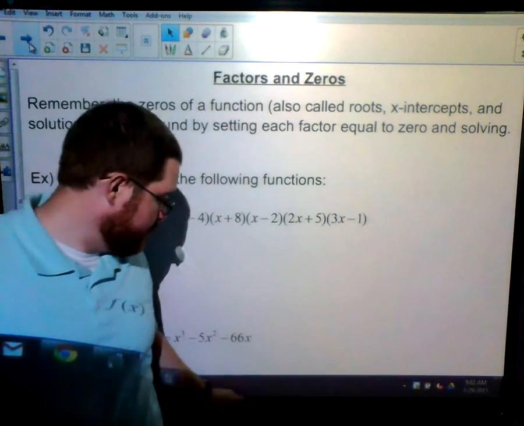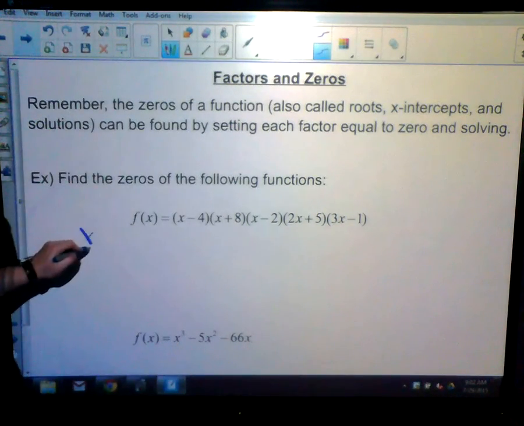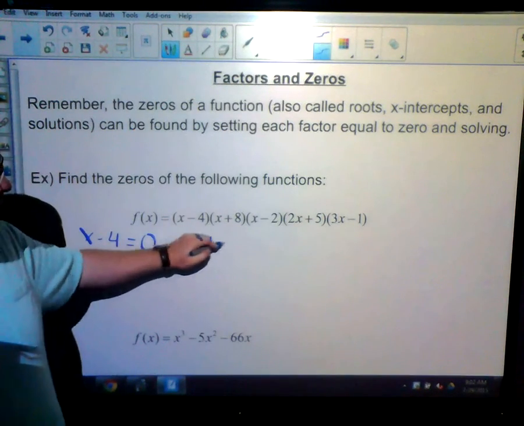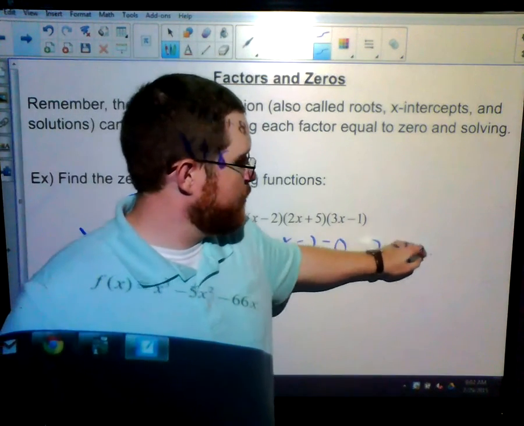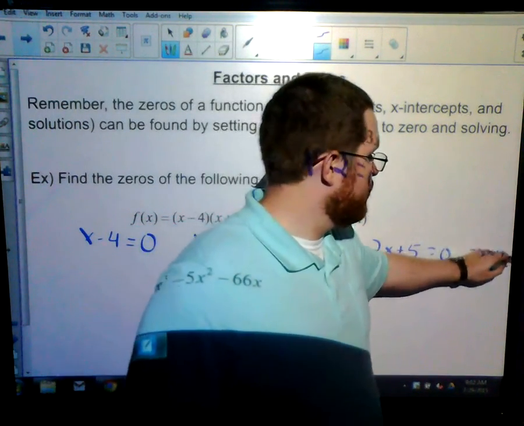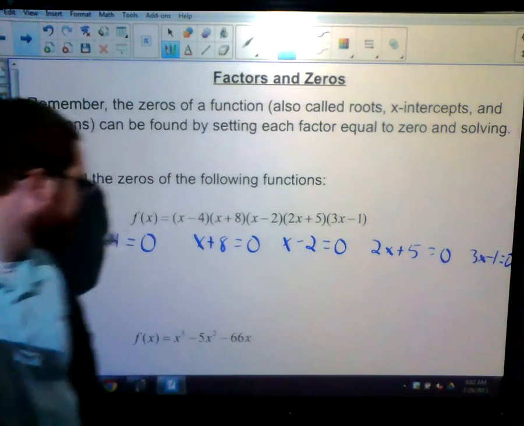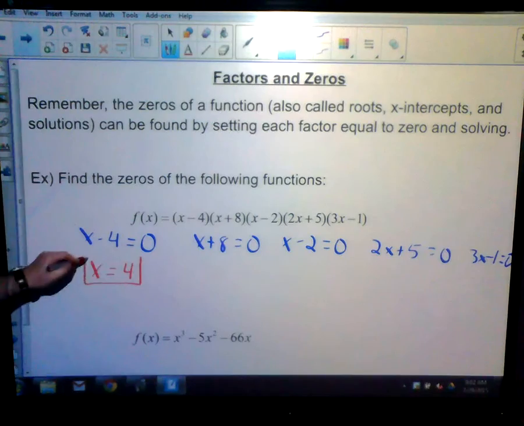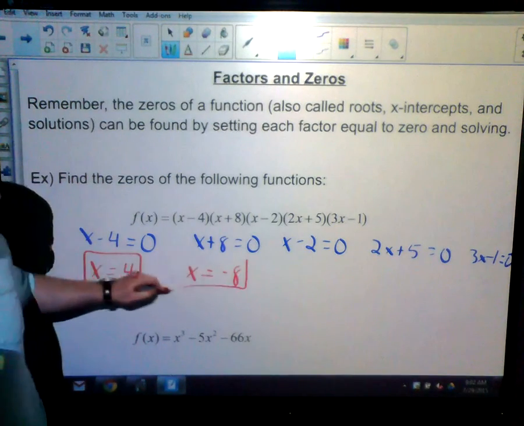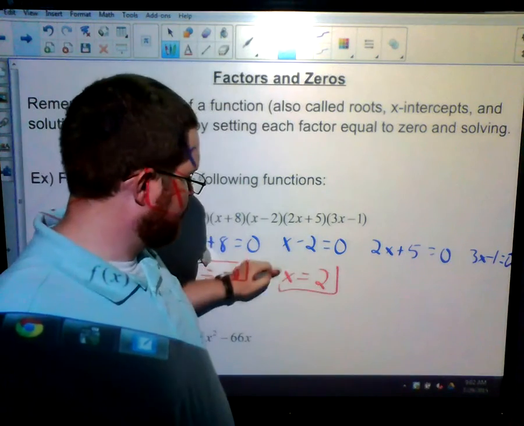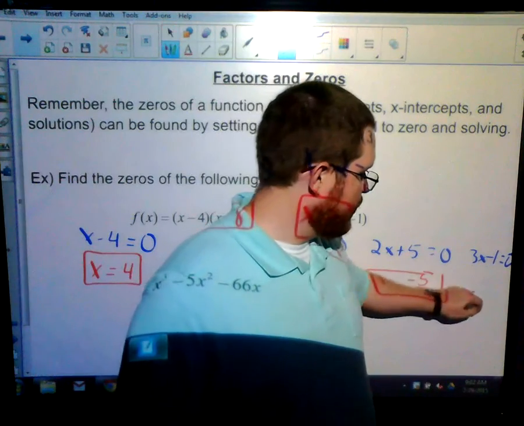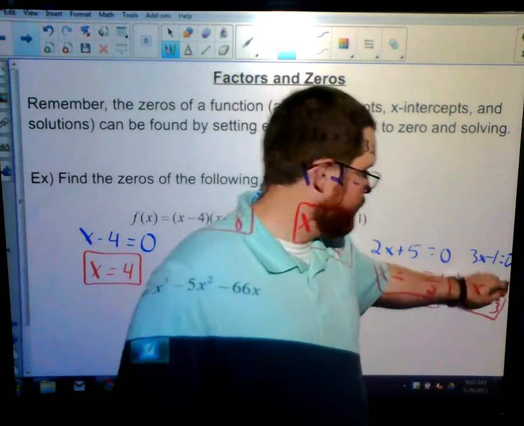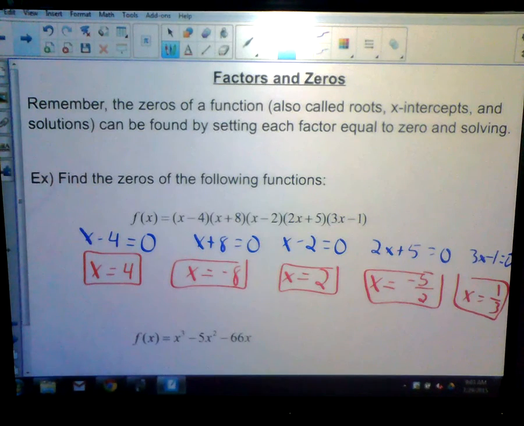Because it's in factored form, I just set up a bunch of little problems. X minus 4 equals 0, x plus 8 equals 0, x minus 2 equals 0, 2x plus 5 equals 0, and 3x minus 1 equals 0. And then solve each problem. Here, this is x equals 4, x equals negative 8, x equals 2. This is going to be x equals negative 5 divided by 2. This is going to be x equals positive 1 over 3, or 1/3. So there are my 5 zeros, because I had 5 factors.